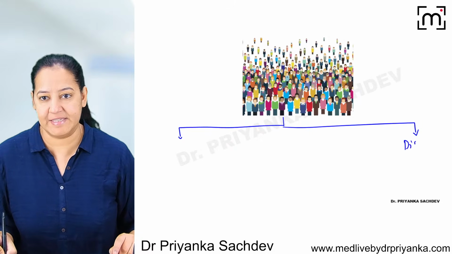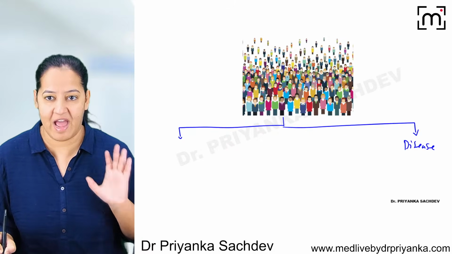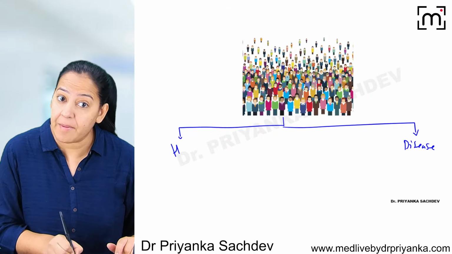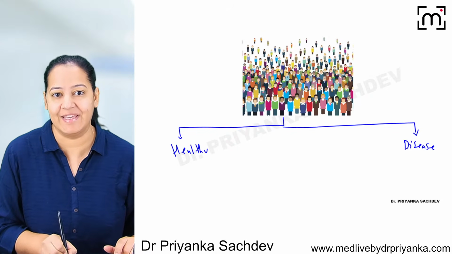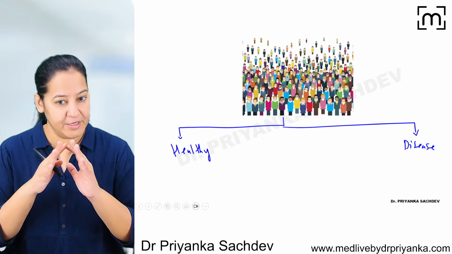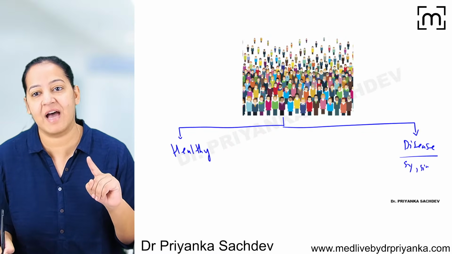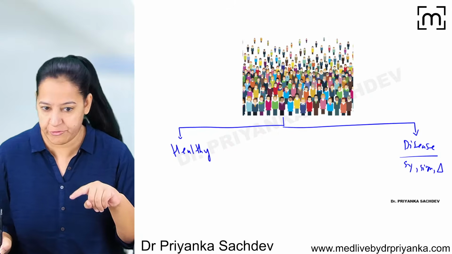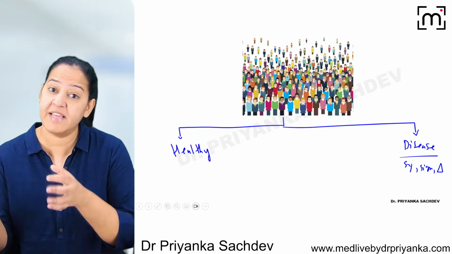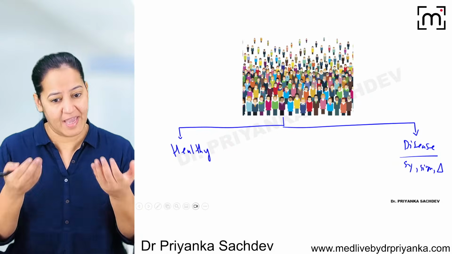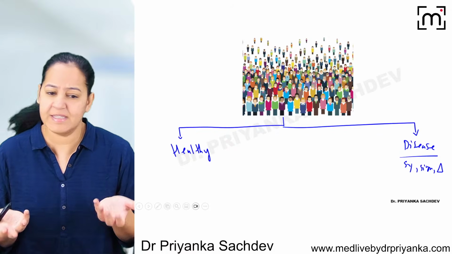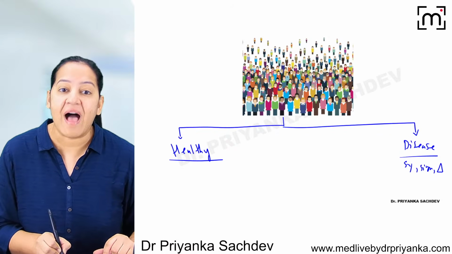Maybe some of them are diseased. They are having some disease. And many of them are healthy, or they think they are healthy. So we divide the people into two groups. The diseased people have the symptoms, they have the signs, and maybe they are diagnosed and on treatment. They know they are diseased because they have symptoms for that disease. The disease can be any disease. And this is a group of healthy people.